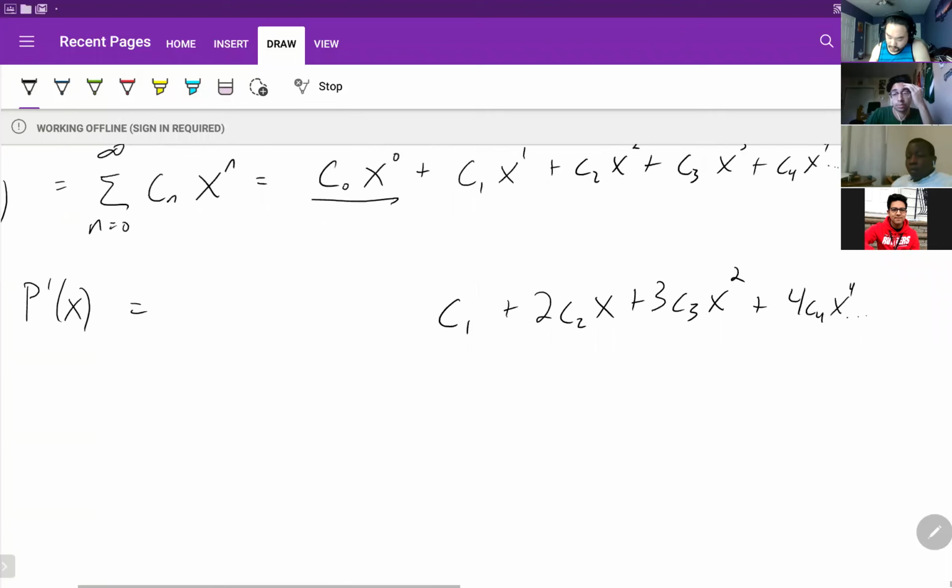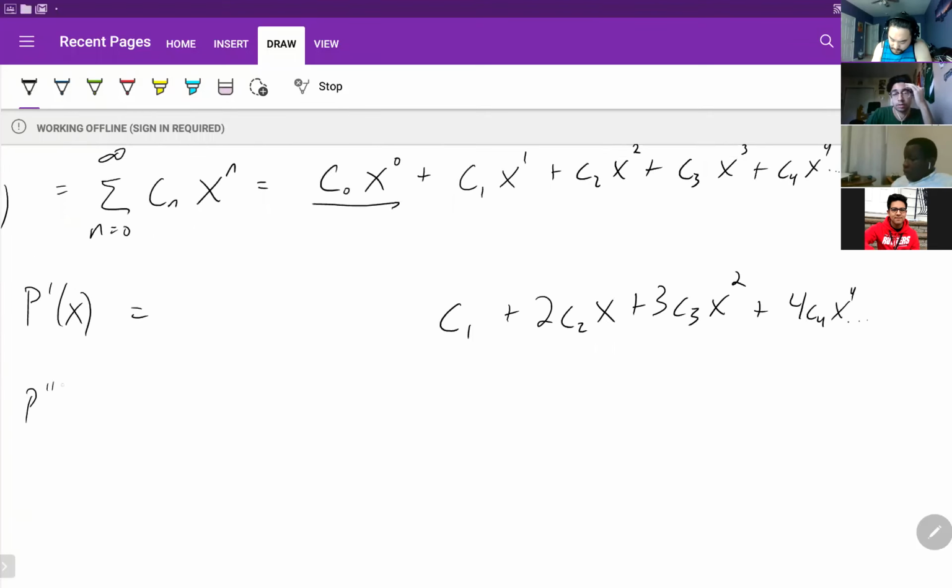And that's the first derivative. Let's do the second derivative. John, is that supposed to be x to the 3rd? Yes, 4c4 x cubed. Good catch.